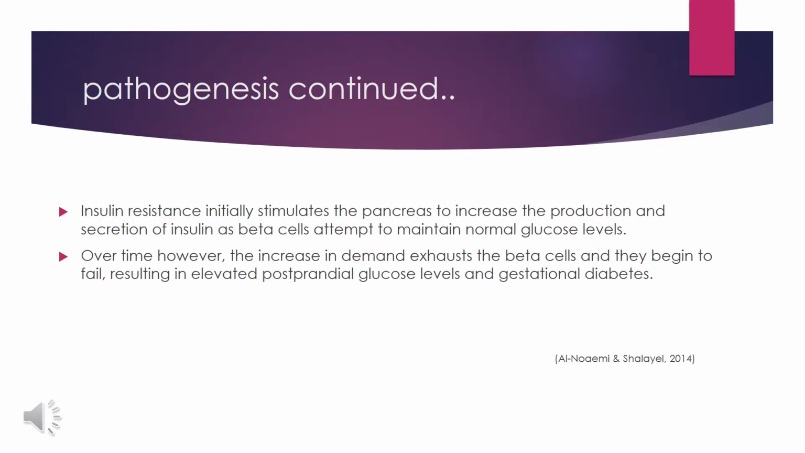Pathogenesis continued. Insulin resistance initially stimulates the pancreas to increase the production and secretion of insulin as beta cells attempt to maintain normal glucose levels. Over time, however, the increase in demand exhausts the beta cells and they begin to fail, resulting in an elevated postprandial glucose level and gestational diabetes.